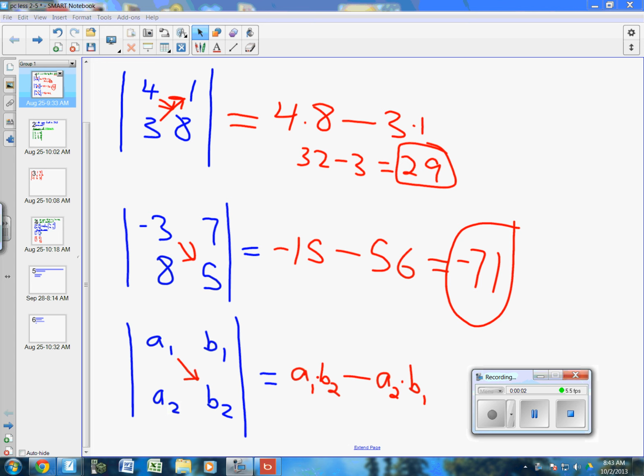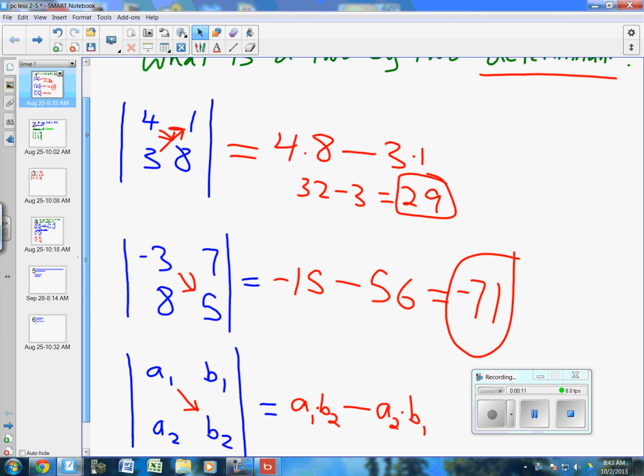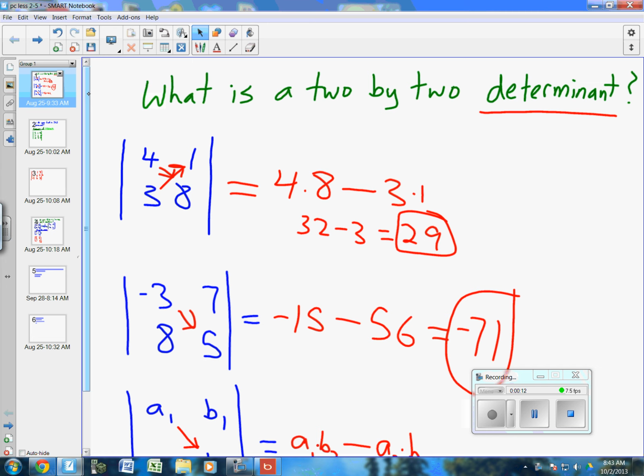Okay, I started this recording a little bit late. We're finding the determinants. This is lesson 2-5.